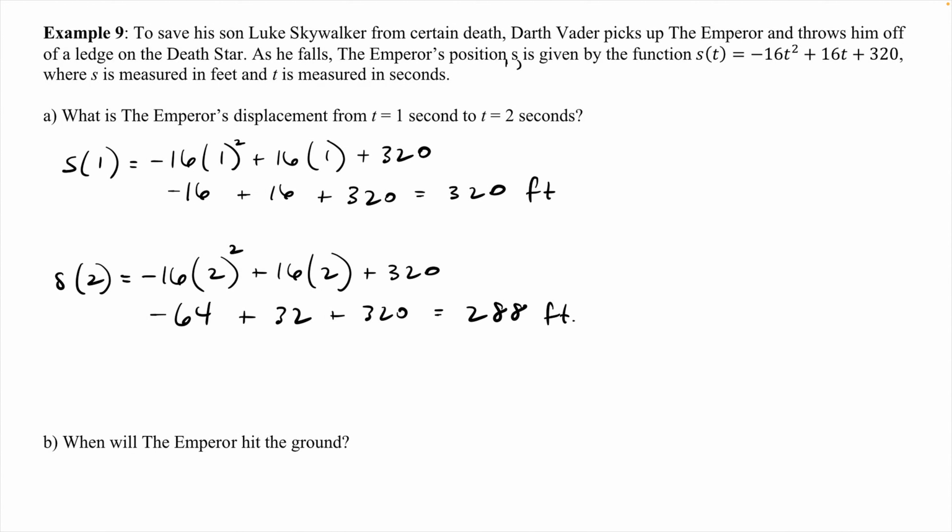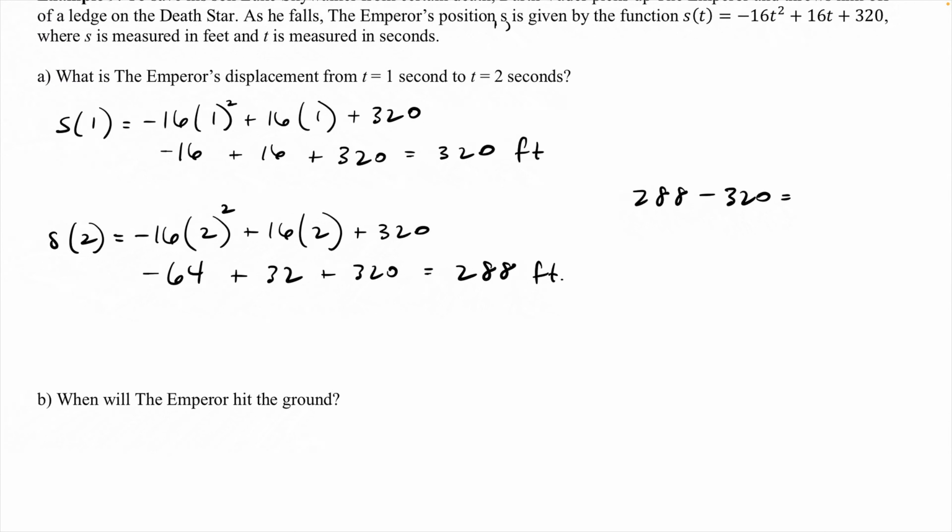So how far is he from where he started? Where did he start, at 1 or 2? 1, right? He started at 1, ended at 2. So we're going to subtract 288 minus 320, not the other way around. So you get negative 32 feet.